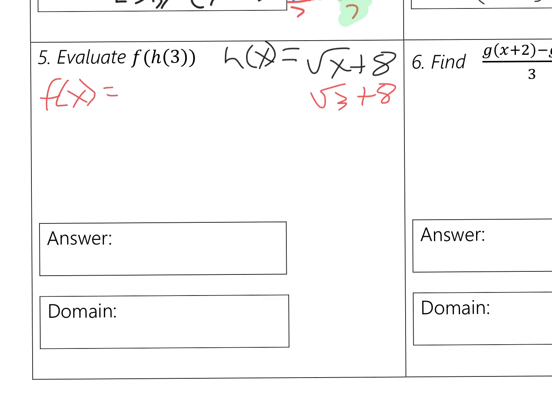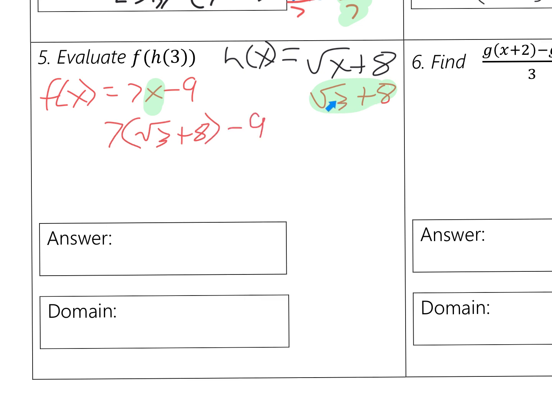And f of x is equal to 7x minus 9. So now what I'm doing is I'm going to take this square root of x plus 8 and replace it right here with the x. So that's going to look like this: 7 times the square root of 3 plus 8, and then bring down your minus 9.